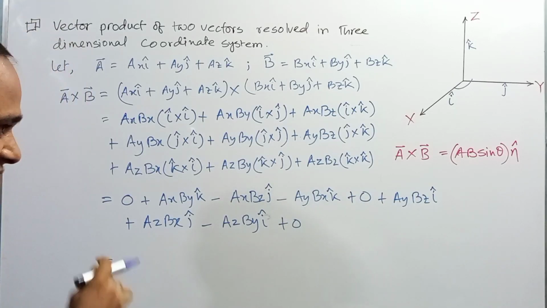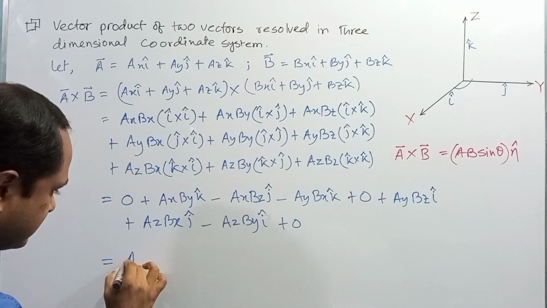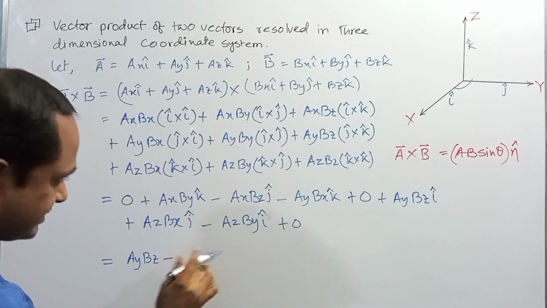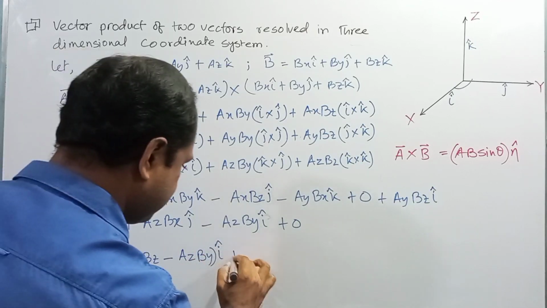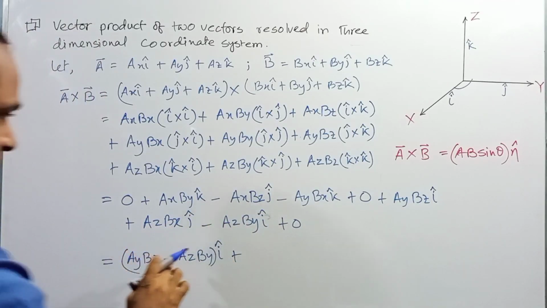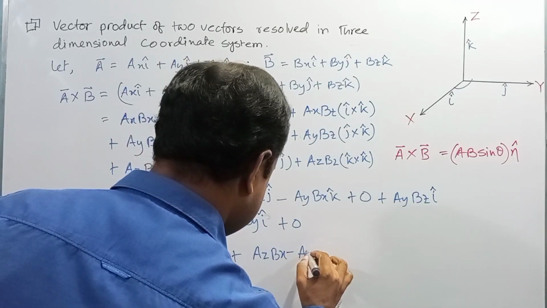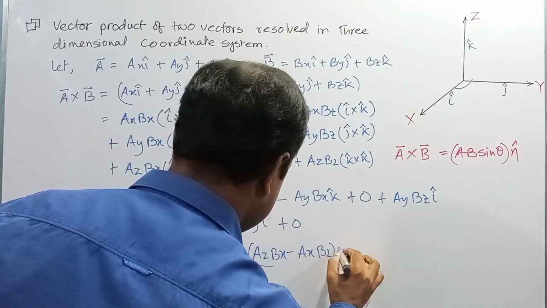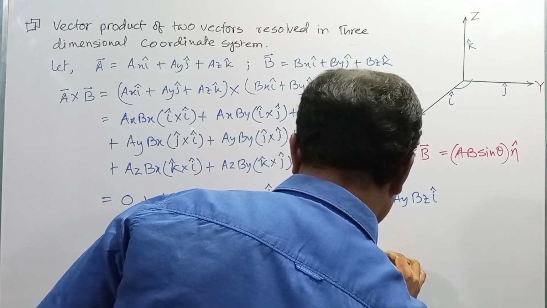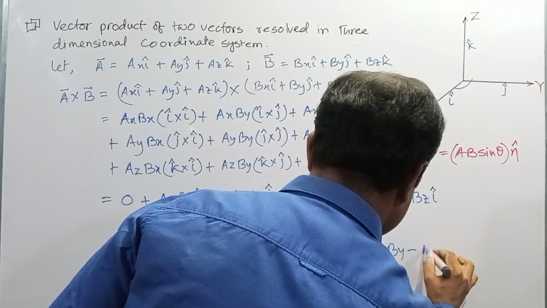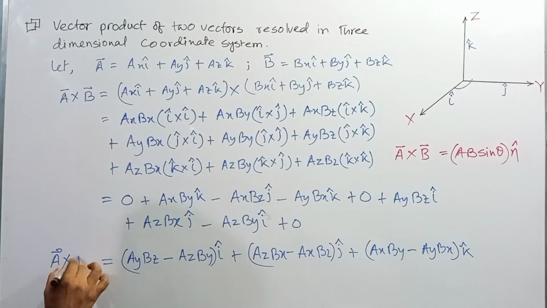So we can write, if we take the term associated with i, this term is associated with i, so we can write ay bz minus az by into i, plus this term and this term are associated with j, so we can write az bx minus ax bz into j, plus this term and this term are associated with k, so we can write ax by minus ay bx into k, right?